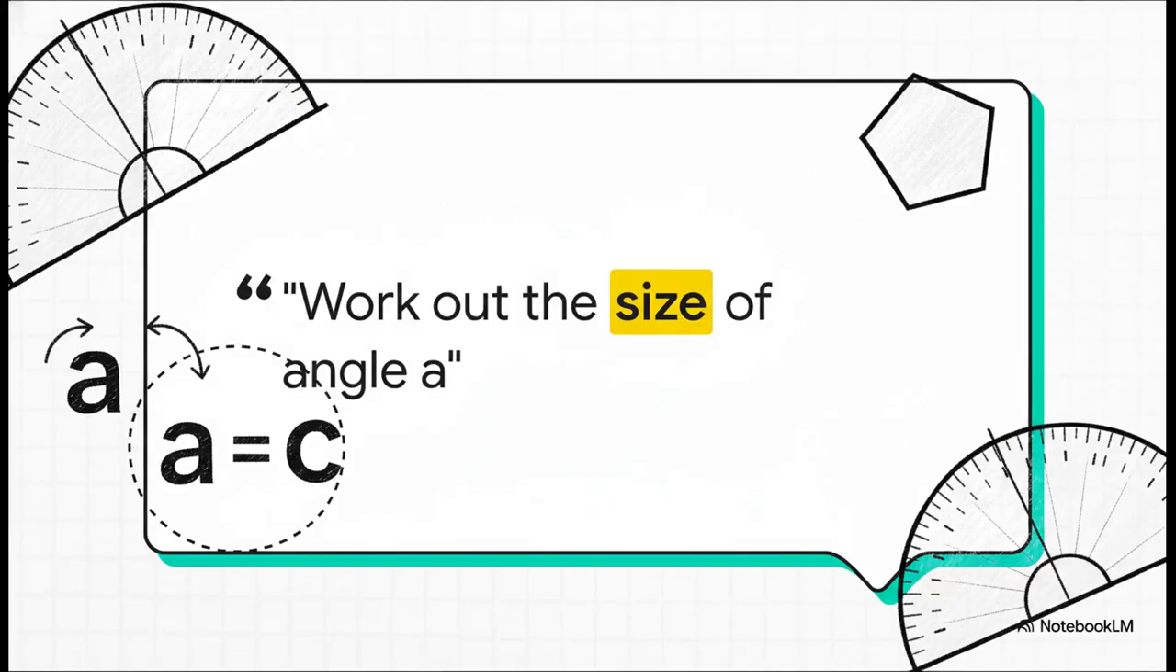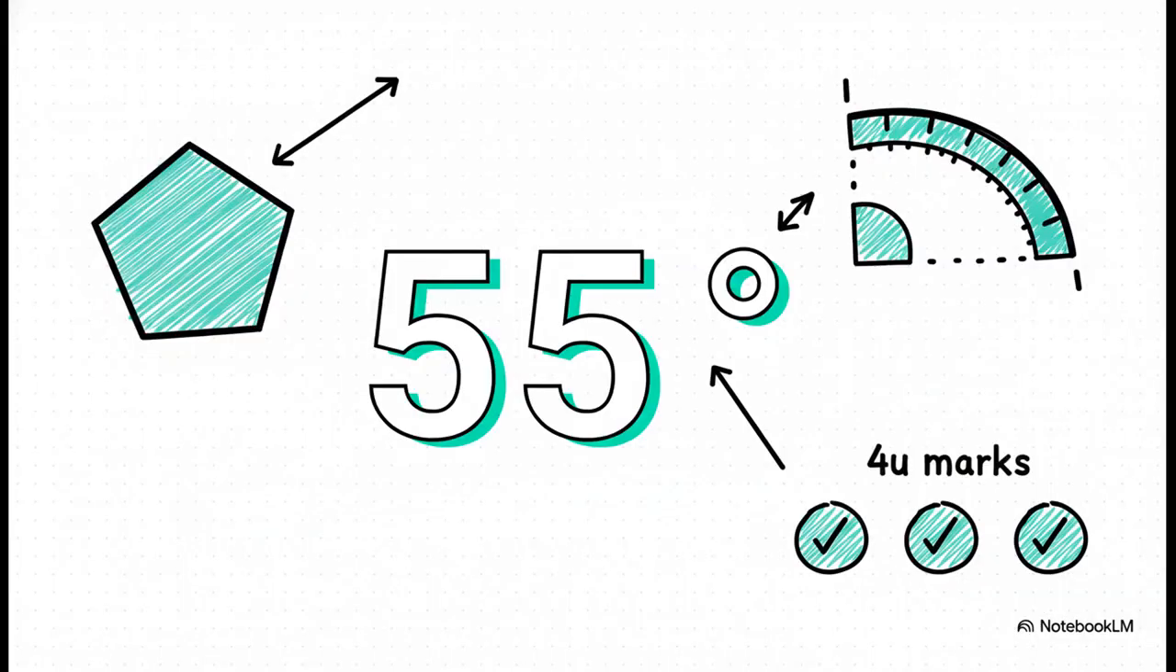Ah, there it is. The question asks for the size of angle A. Now let's rewind all the way back to our first slide of clues. What do we know about the relationship between A and C? That's right, they were equal. So, if C is 55 degrees, then angle A must also be 55 degrees. And that right there is our final answer. That's what gets us the fourth and final mark.